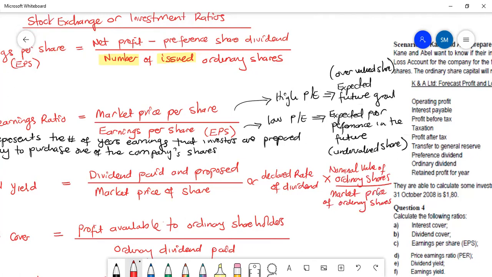So you're saying your declared rate of dividend. At times you might be given a declared rate of dividend. You might have the nominal value of ordinary shares and the market price of ordinary shares. You can use that to calculate your dividend yield. So this first formula won't be applying because in the question you'll be given the rate of the dividend and the nominal value of the shares and the market price of the shares. So that is what you use to calculate your dividend yield, which we just said is your dividend expressed as a percentage of the market price of the share.